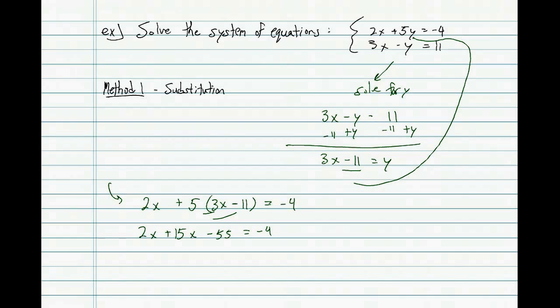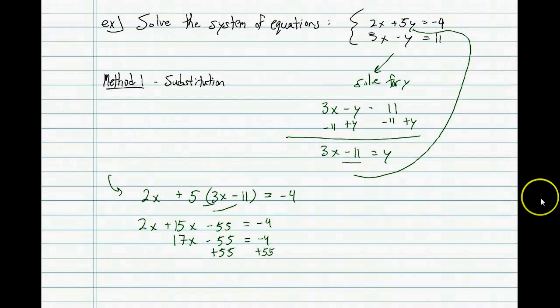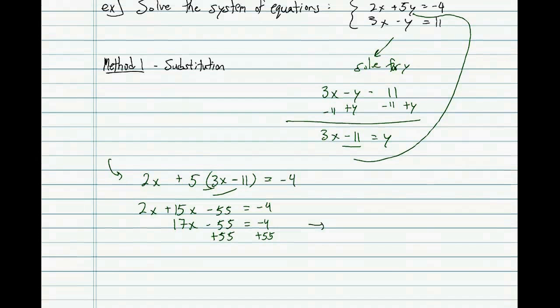And then we're just going to isolate x. Combine like terms, move the variables to one side, put the number terms on the other side. So we're going to add 55 to each side to get that 17x is equal to 51. Dividing both sides by 17, we're going to get that x is equal to 3.